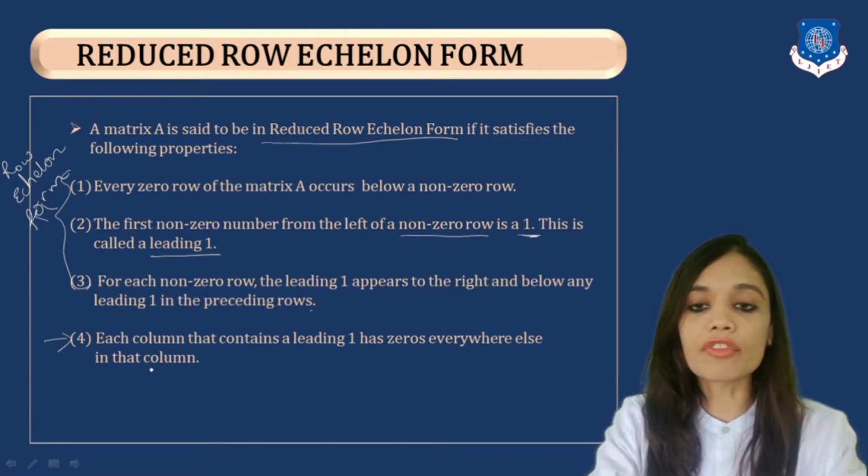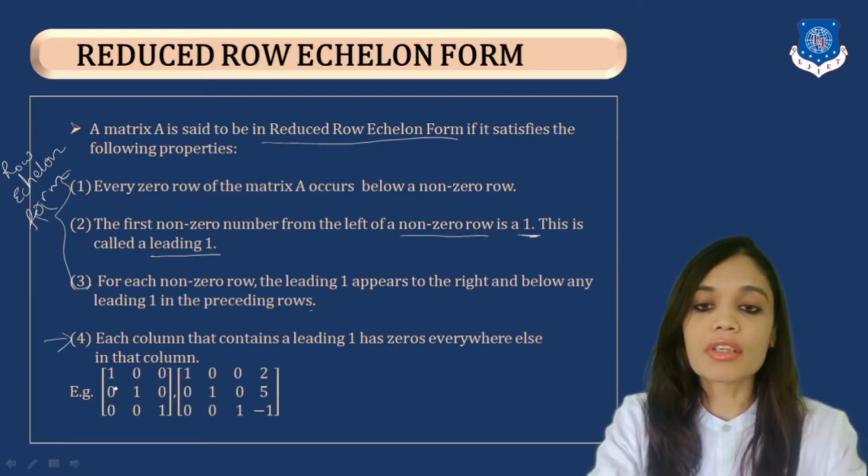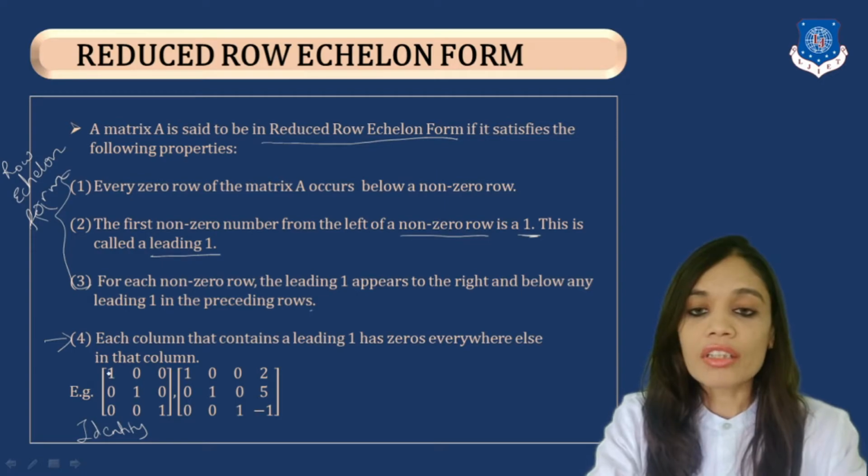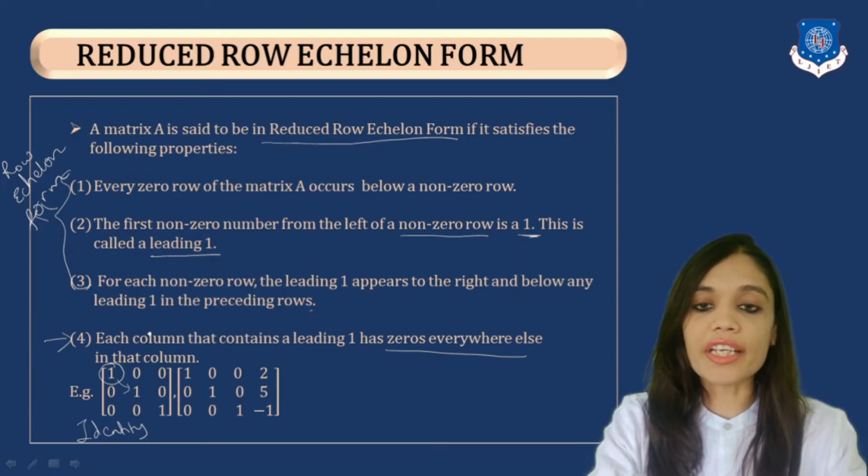Let me give you a brief idea by examples. The example is 1 0 0, 0 1 0, 0 0 1. This is an identity matrix, or a unit matrix. You can see that the first element is a leading one. Every other leading one appears to the right and below the leading one in the preceding rows. And also the last property is satisfied, that is, there are zeros everywhere else above and below the leading ones. In the next example also you can see there are zeros everywhere else above and below the leading ones.